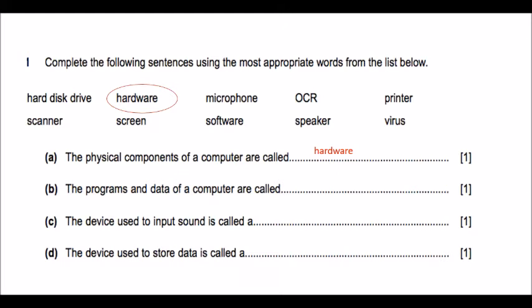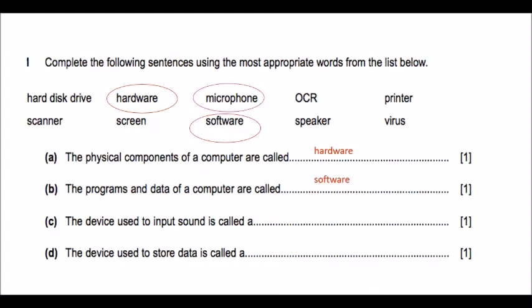You remember when we were talking about the definition of hardware, we said it is a physical component of a computer, or you can say it is a physical part of a computer system. All right, next one. The program and data of a computer are called, what do we call it? Of course, software. We are going to talk about software after this.